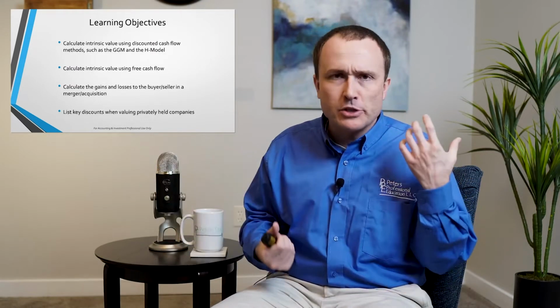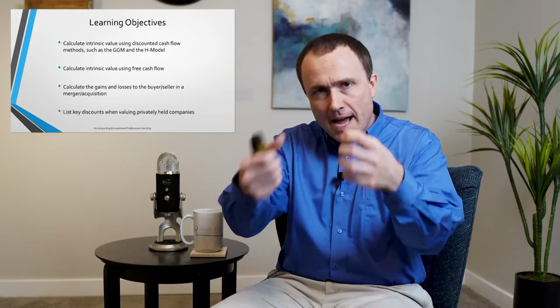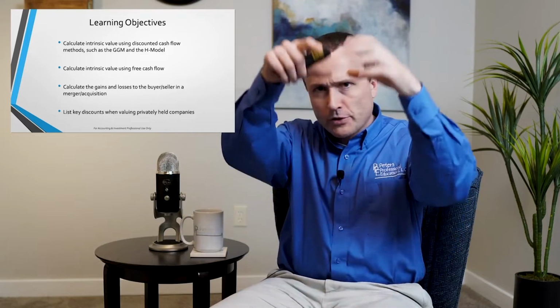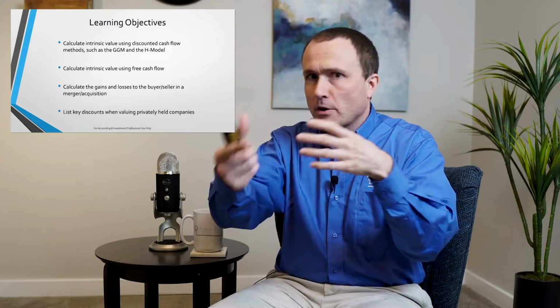Next, we're going to calculate the idea of intrinsic value using discounted cash flow methods such as the Gordon growth model and the H model. So lots of models today going into this idea of valuation. When we talk about intrinsic value, when we talk about the guts of how much something is actually worth, so if you sort of strip down a company, how much is a company really worth? What are some of the models that are going to tell us that? And that's what we're getting at there.